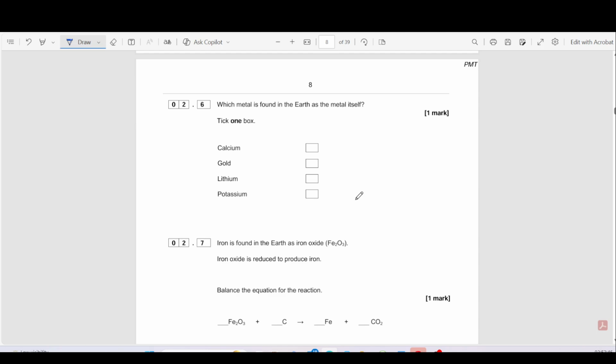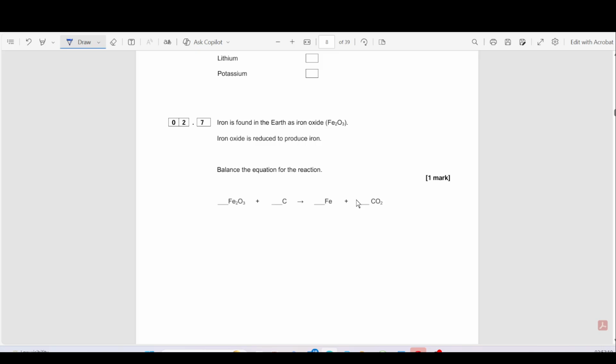Next is which metal is found in the earth as the metal itself. So it is gold, a very unreactive metal, which means it is found in the earth's crust in its native metallic form rather than as a compound. So it's gold.